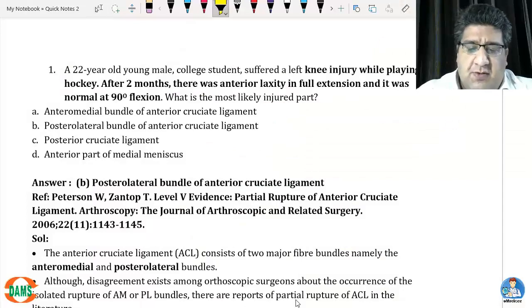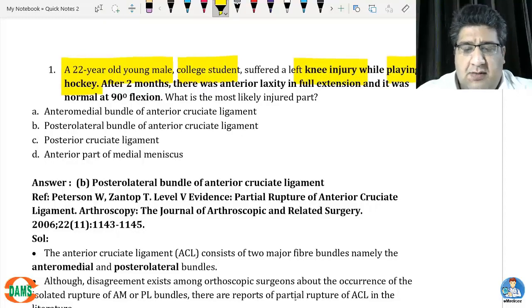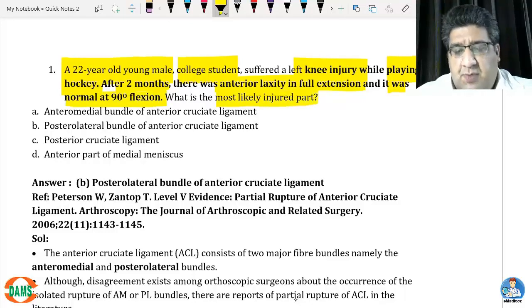The first question that you have is: a 22-year-old young male, college student, left knee injury while playing hockey. Hardly any piece of information till now. After 2 months, there was an anterior laxity in full extension, quite a bit of information, but it was normal at 90-degree flexion. What is the most likely injured part?